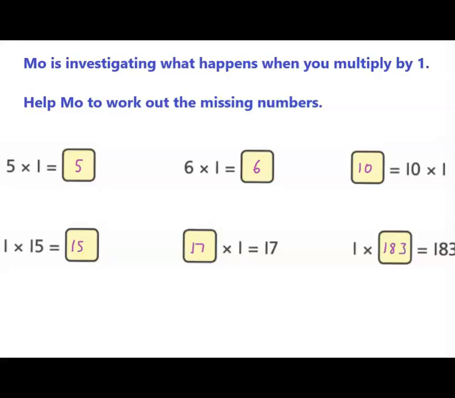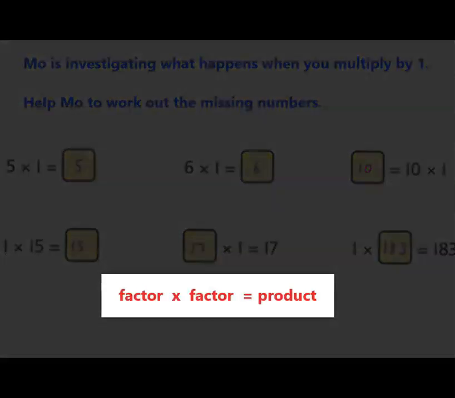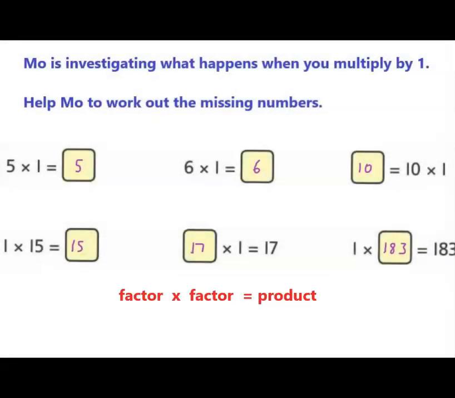I'm sure you have noticed the pattern, but in maths we have to be very precise with our language. So when we talk about multiplication, we can use this language. A factor multiplied by a factor equals a product. Let's look at an example. 4 times 2 equals 8. 4 and 2 are factors. 8 is the product.